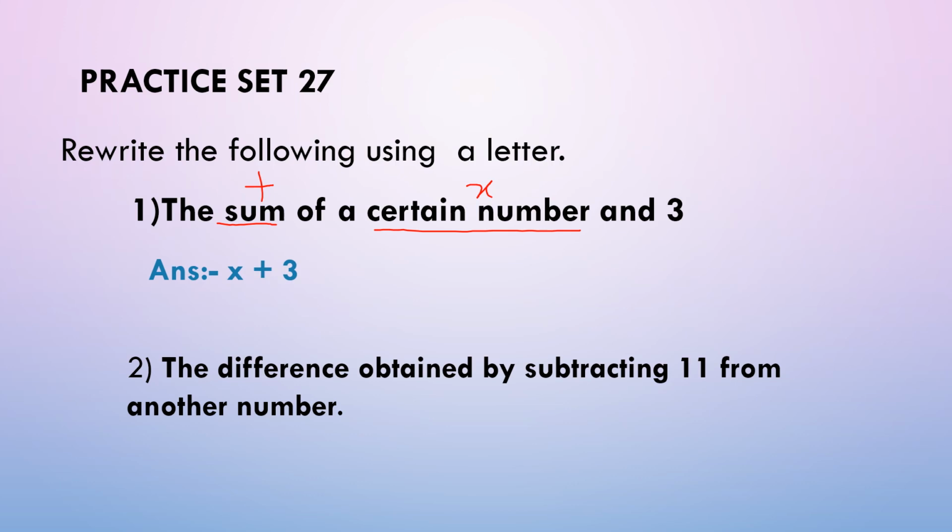Then second one, the difference obtained by subtracting 11 from another number. So you have to subtract 11 from another number. So here another number I am taking as P, small p. So how is the expression formed here? You have to subtract 11 from another number. Another number is what? P. So P minus 11.